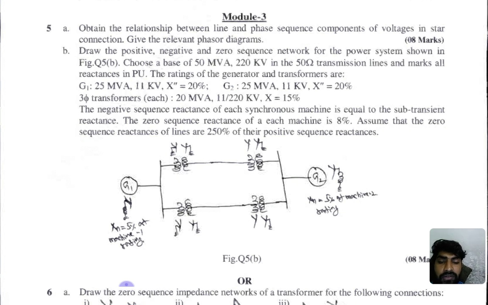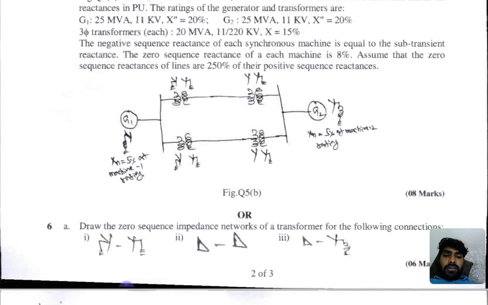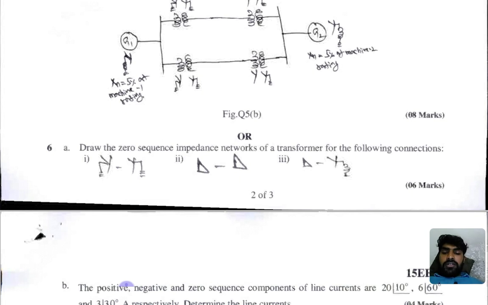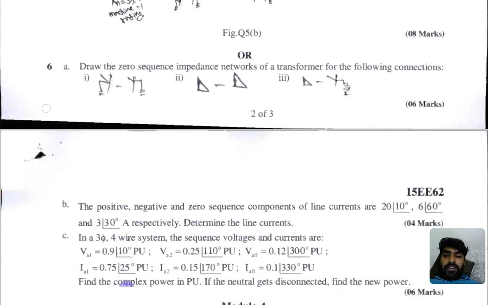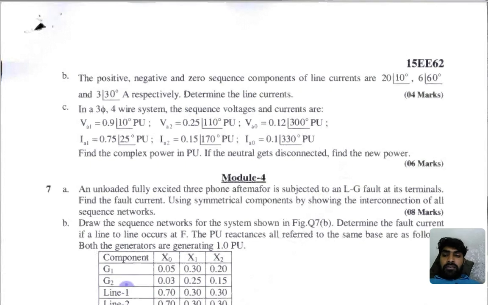Similarly in module 3, there is a circuit diagram needed to calculate positive sequence, negative sequence and zero sequence, just to draw the reactance diagram. If you draw the reactance diagram, that is the positive sequence. If you draw without the generator, that becomes the negative sequence. If you draw using the transformer, that is the zero sequence. Draw the zero sequence impedance network of the transformer, just to draw the zero sequence network for this one. And already we had discussed the positive, negative and zero sequence components.